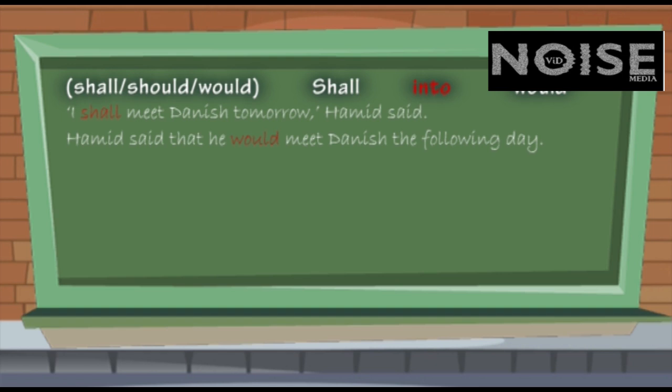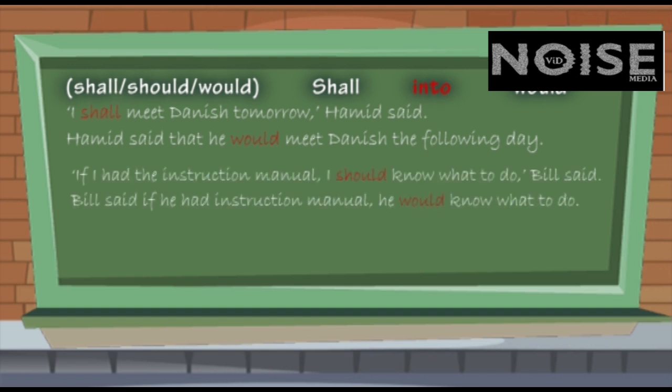Similarly, should usually becomes would in indirect speech. "If I had the instruction manual, I should know what to do," Bill said. Now see how it changes into indirect speech. Bill said if he had the instruction manual, he would know what to do. But if the sentence is reported by the original speaker, should becomes either would or remains unchanged, though would is more common.